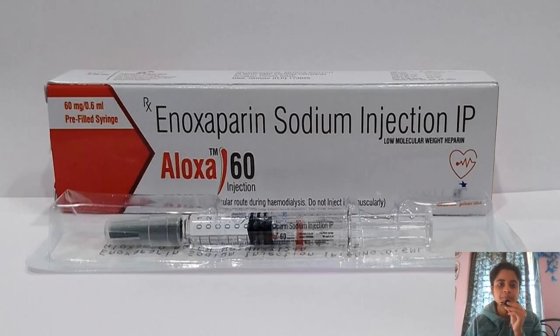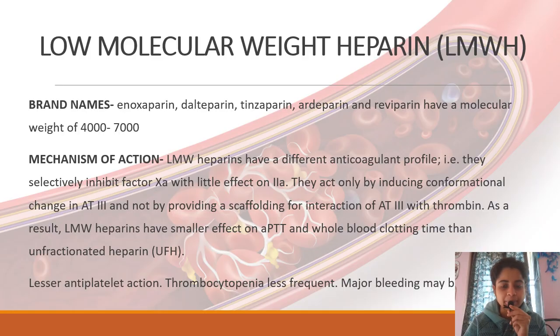So let's begin. Coming to low molecular weight heparin, it comes in different brand names like Enoxaparin, Dalteparin, then Tinzaparin, Ardeparin, Reviparin. So different brand names you will see. But in LMWH, as the name suggests, it has a low molecular weight as compared to unfractionated heparin. Okay, so it is around 4,000 to 7,000, and heparin was more than that, 10,000 to 20,000, like that.